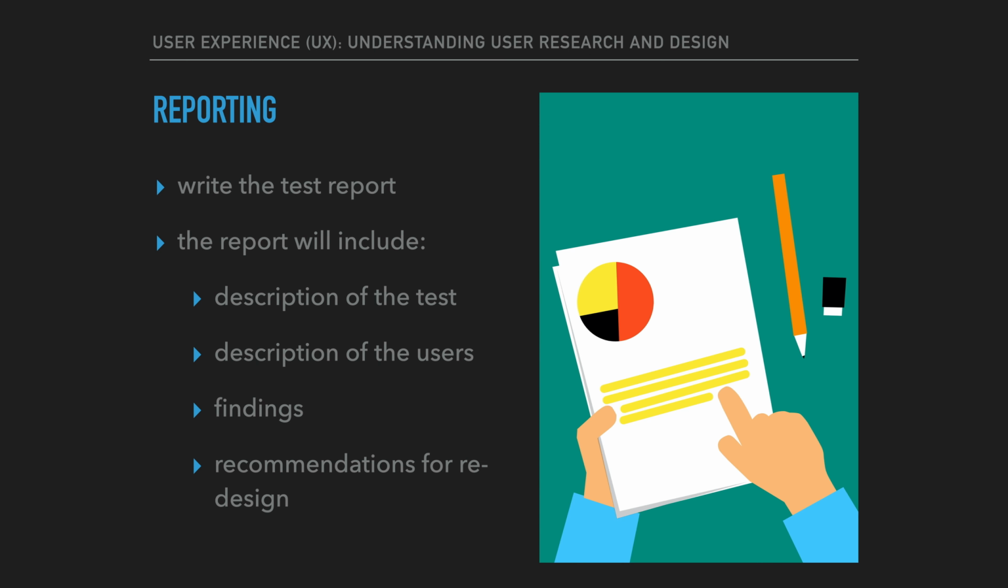Finally, after in-depth analysis and review of the usability tests, the researcher will need to write the usability test report. The report will include both the problems that the user has encountered, as well as the ideas the researcher presents on how to solve those problems. Specifically, the report should include a description of the test, a description of the users, findings and recommendations for redesign.